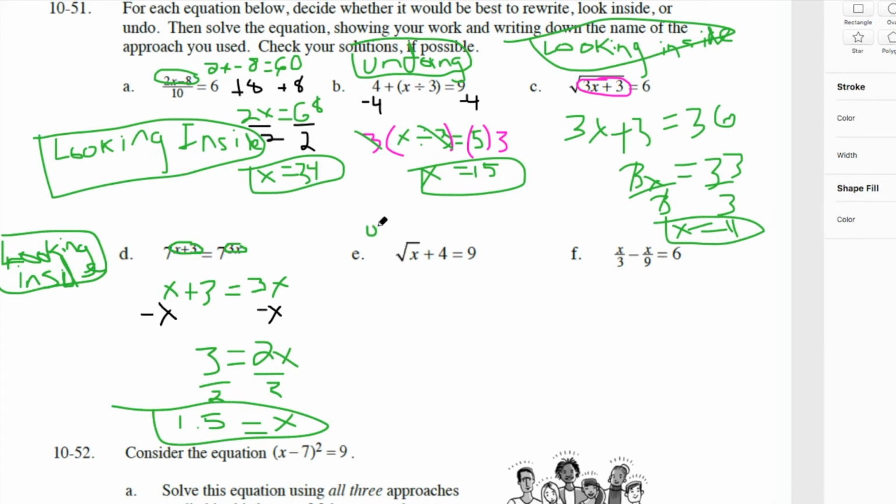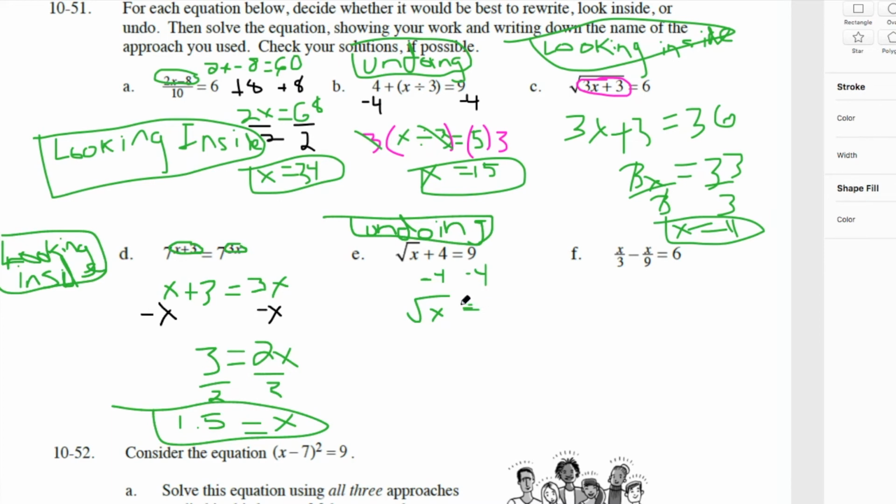Let's do undoing. You can just go with whatever you think is going to be fastest at the end of the day. Undoing is fastest for me because, hey, that 4 is just hanging out. Oh, man, I don't want that 4 there. Start away from the x, with the last operation happening to it. So you subtract there, and then I get square root of x equal to 5.